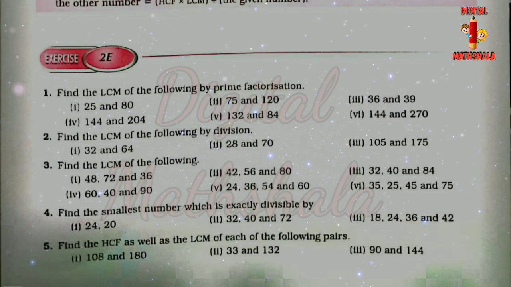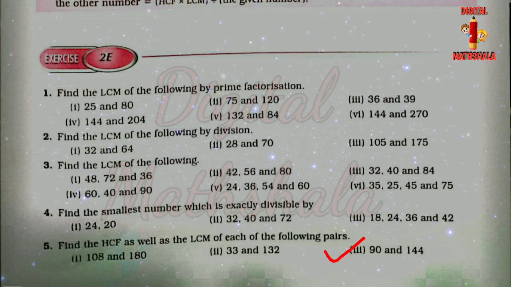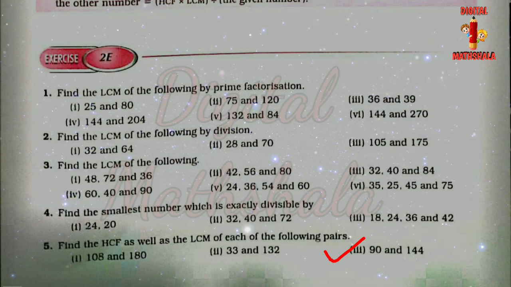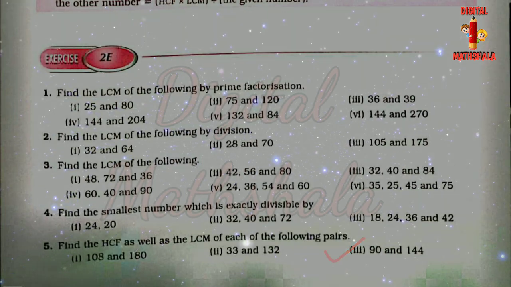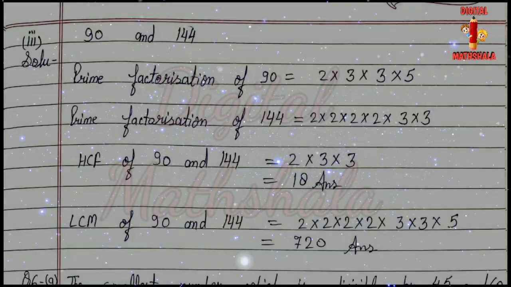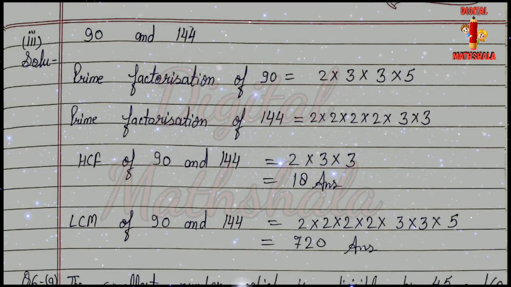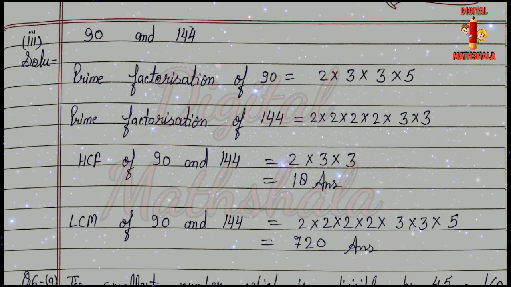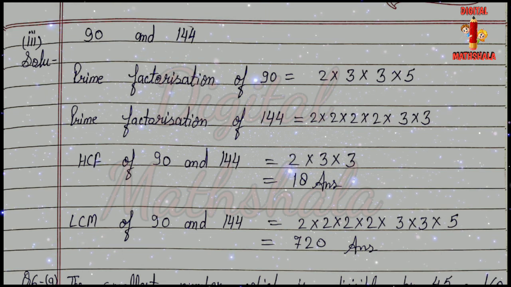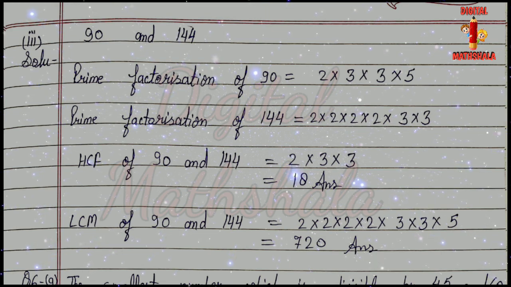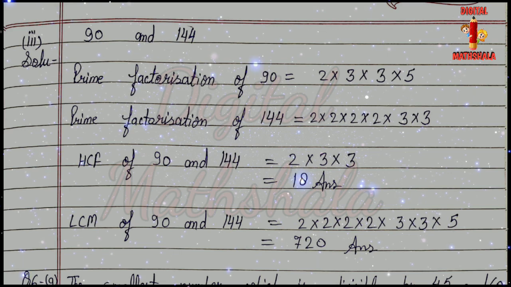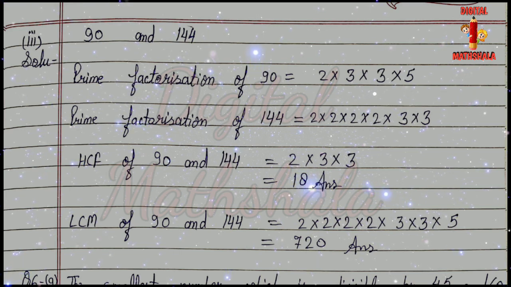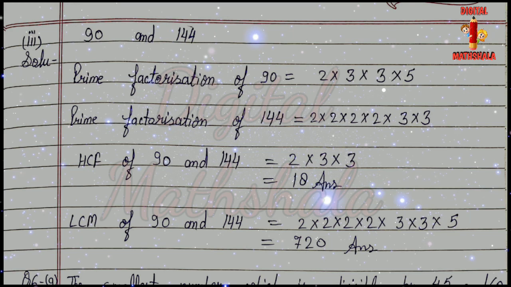Now the next question, question number 5, part number 3. Here two numbers are given, 90 and 144, and we have to find out the HCF and the LCM together. So let us see. Children, first of all we will find out the prime factorization of 90, that is 2 multiply 3 multiply 3 multiply 5, and the prime factorization of 144 is 2 multiply 2 multiply 2 multiply 2 multiply 3 multiply 3.